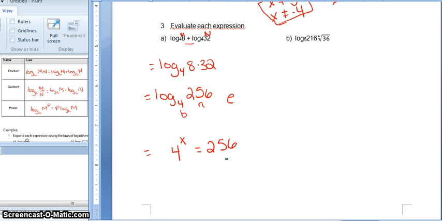Then from there, what we can do is rewrite 256 as a base of 4, as long as we can write it as a base of 4. And this situation is kind of nice, we absolutely can, so let's rewrite. We have 4 to the power of x is equal to 4 to the power of 4. Now that we have the same base, using our rules that we know about exponents, we can set our exponents equal to one another, so we have x is equal to 4. Okay?